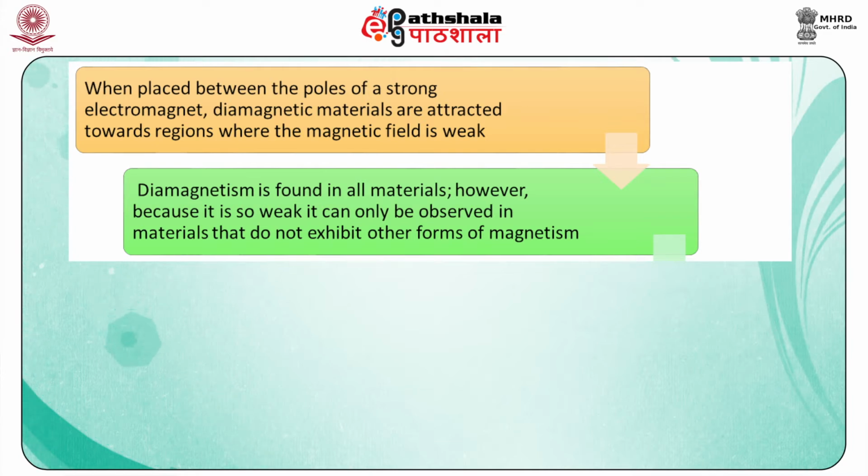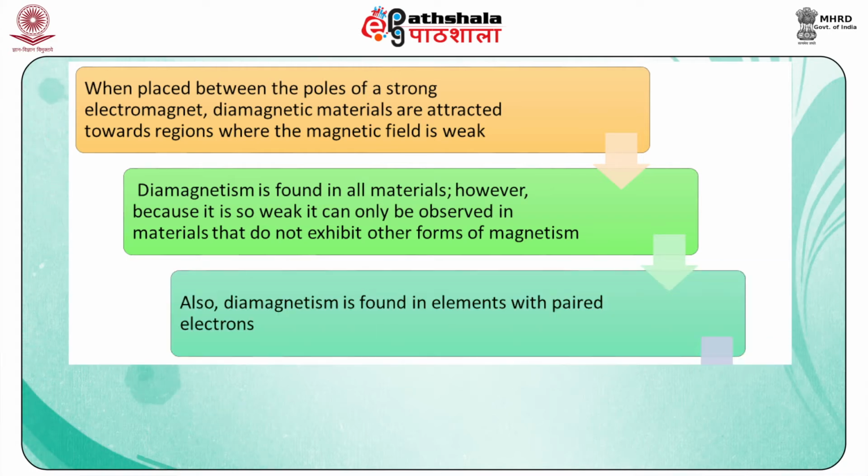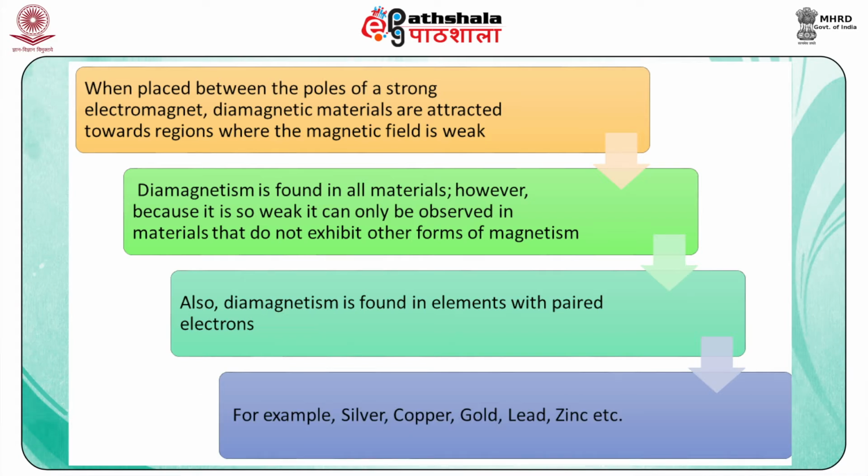However, because it is so weak, it can only be observed in materials that do not exhibit other forms of magnetism. Also, diamagnetism is found in elements with paired electrons, for example, silver, gold, copper, lead, zinc, etc.